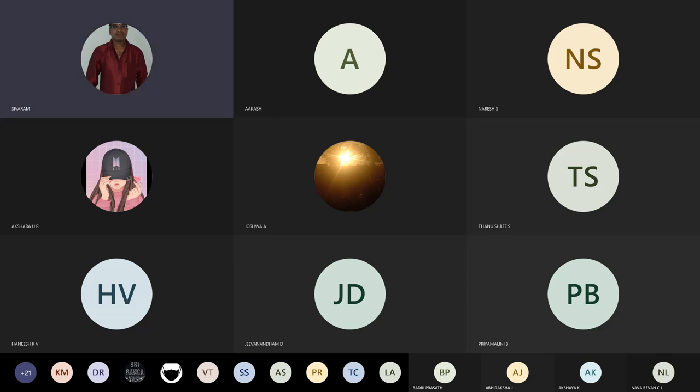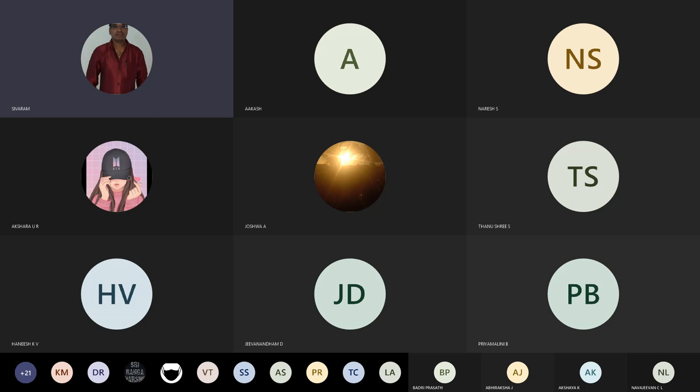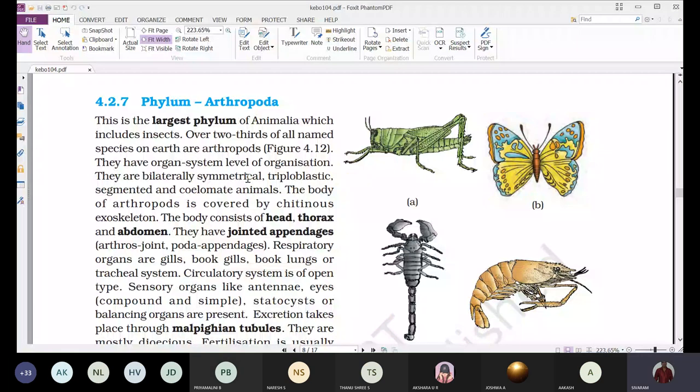Okay, I'll make it clear again. Out of 10 animals we have discovered, 7 of them are arthropods only. Now you can understand very clearly that such a large number of arthropods are present, a large number of species of arthropods.